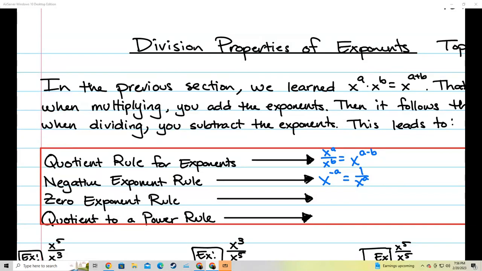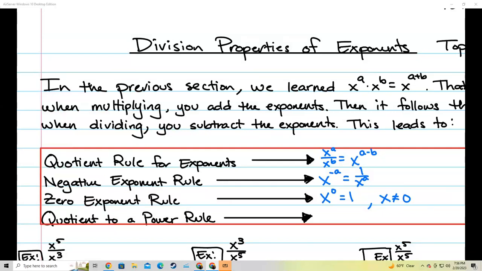The zero exponent rule basically states that if you have x to the 0 power, then the answer is going to be 1 as long as x is not equal to 0. So pretty much anything to the 0 power is 1, except for 0 to the 0, that one actually gives you an error.